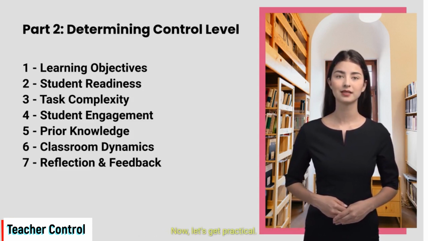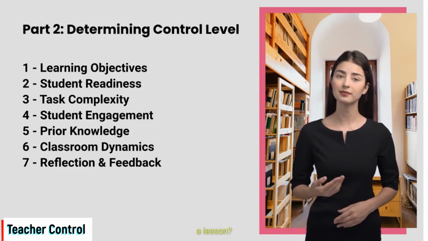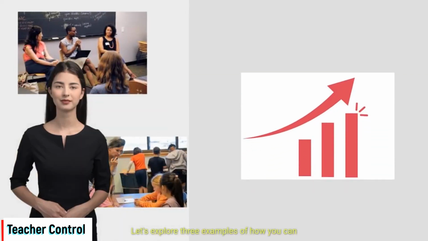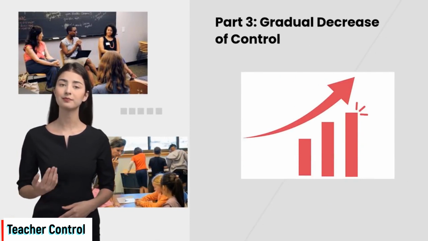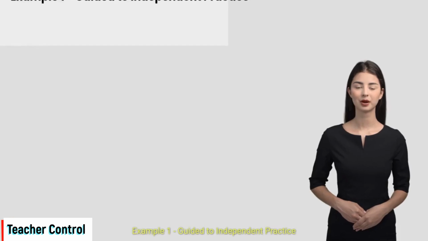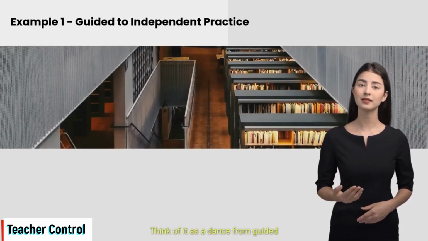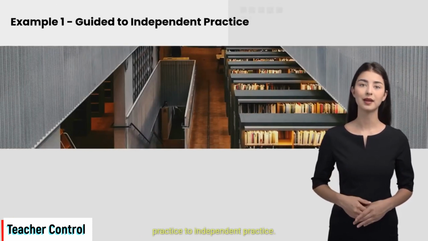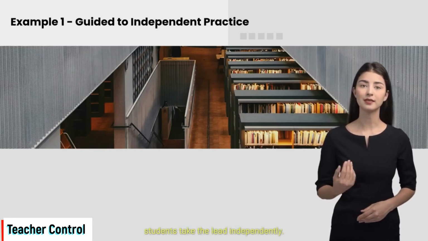Now, let's get practical. How can you gradually decrease control throughout a lesson? Let's explore 3 examples of how you can gracefully hand over the reins. Example 1, guided to independent practice. Think of it as a dance from guided practice to independent practice. Start with step-by-step instructions, shift to small group work, and finally, let students take the lead independently.